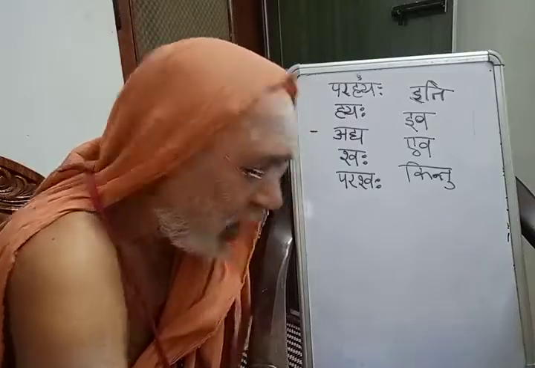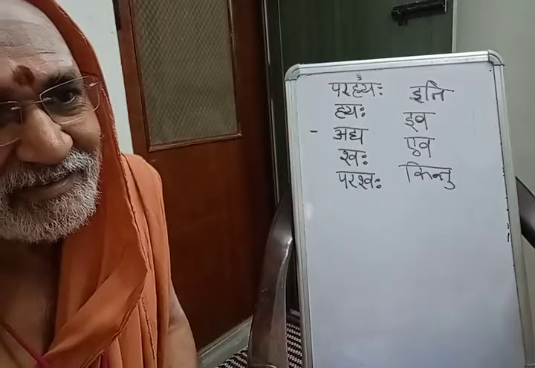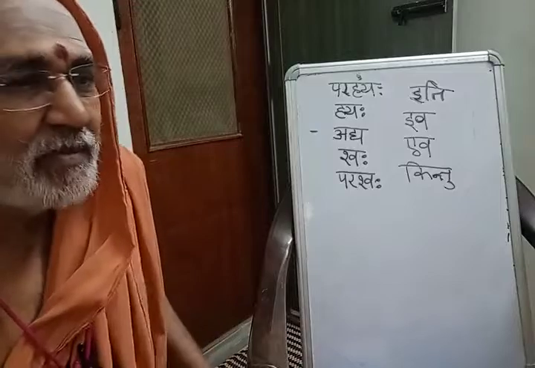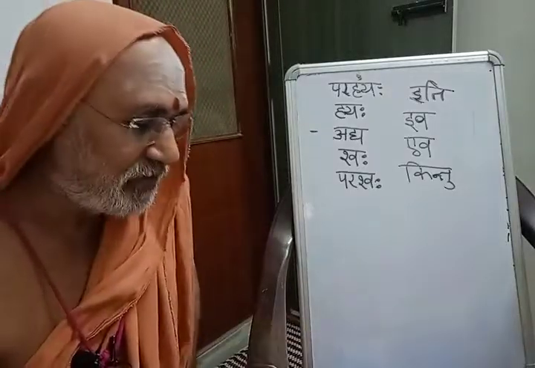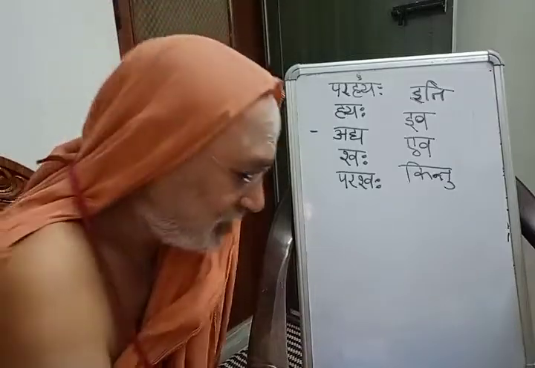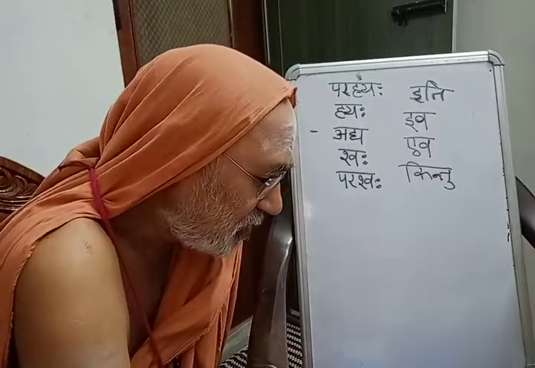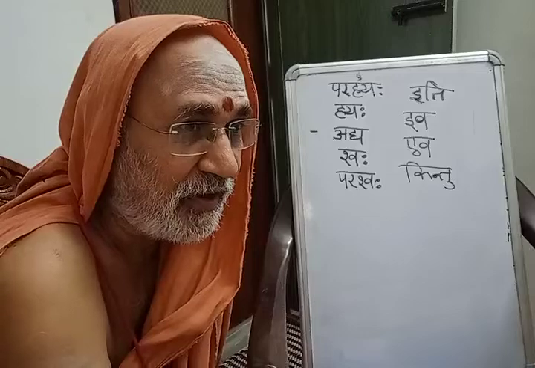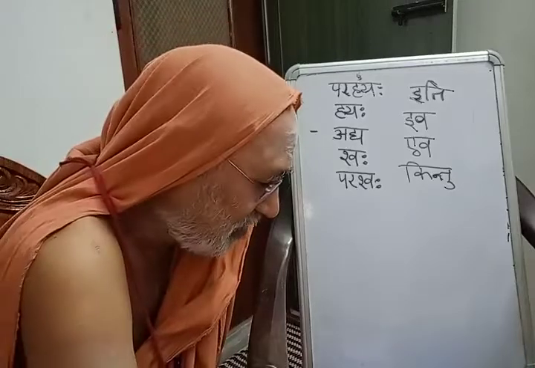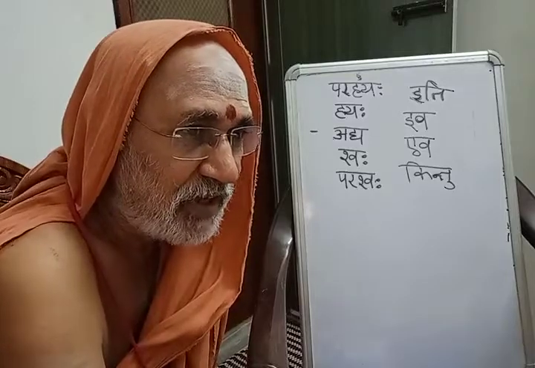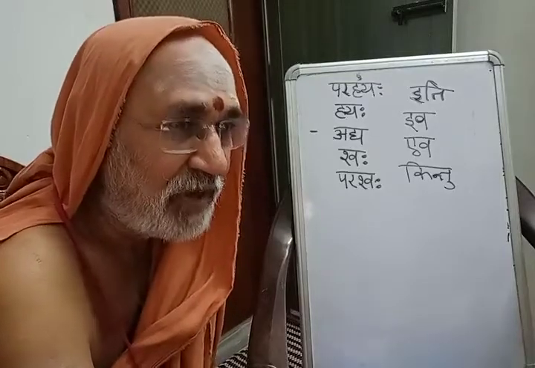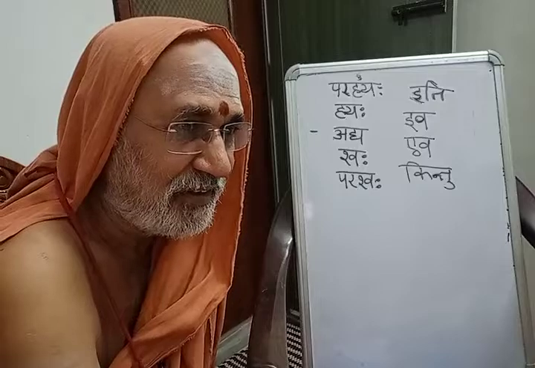Okay. Then cha. Cha means and. Chakara is and. But its usage is slightly different, which we shall tell in the sentence. Cha means and. Chiram. Chiram means for long. Chirakalam we call for long time. Chiram, achiram. Achiram means not long. Achiram means shortly. Chiram for long, after long.